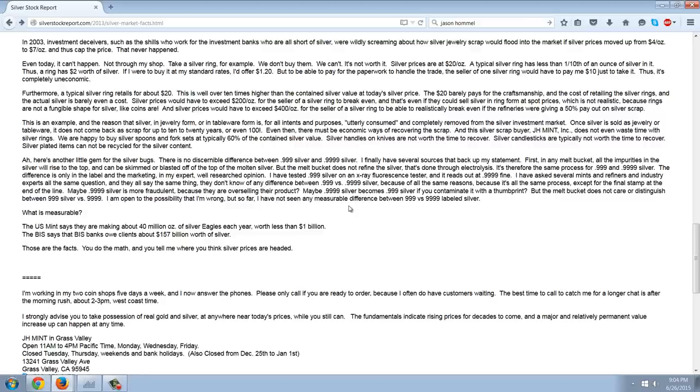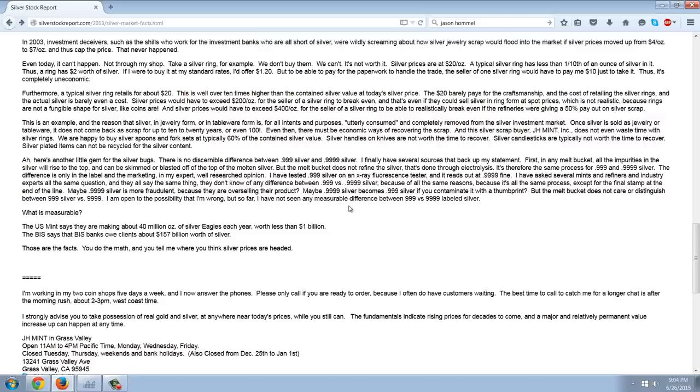Here's another little gem for the silver bugs. There's no discernible difference between 999 silver and 9999 silver. I finally have several sources that back up my statement. First, in any melt bucket, all the impurities in the silver will rise to the top and can be skimmed or blasted off of the top of the molten silver, but the melt bucket does not refine the silver. That's done through electrolysis. So therefore, it's the same process for 999 as 9999 silver. The difference is only in the label and the marketing.